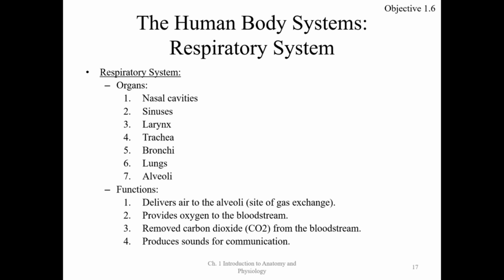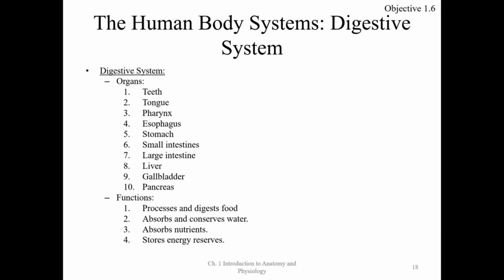All right, now respiratory system. Our organs will be nasal cavity, sinuses, larynx, trachea, bronchi, lungs, and alveoli. It will function to help deliver air to the alveoli. That's the site of gas exchange. It's going to help me provide oxygen to my bloodstream, help remove carbon dioxide from the blood, and help produce sounds for communication. Our digestive system is going to contain our teeth, tongue, pharynx, esophagus, stomach, small intestines, large intestine, liver, gallbladder, and pancreas. It will function to process and digest food, absorb and conserve water, absorb nutrients, and store energy reserves.